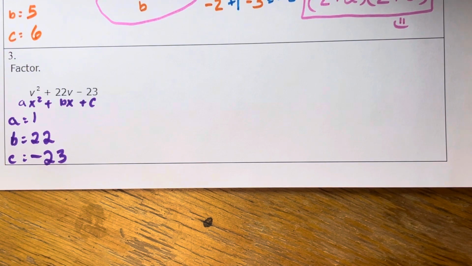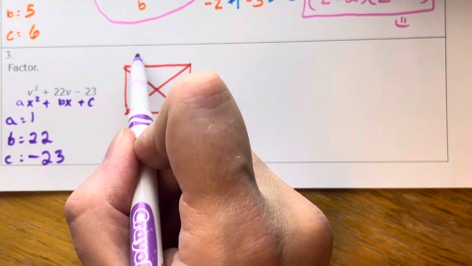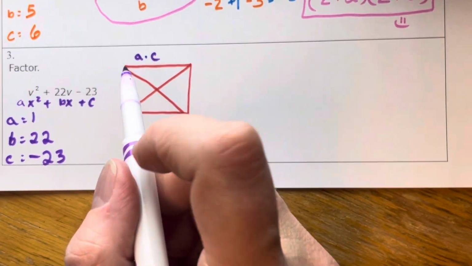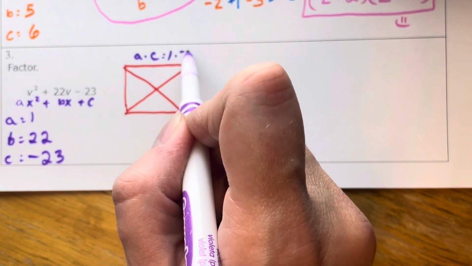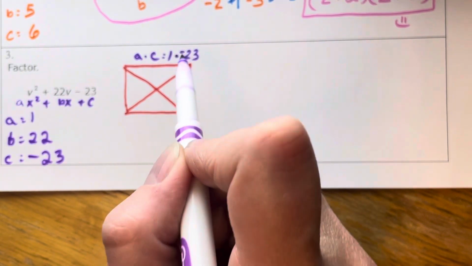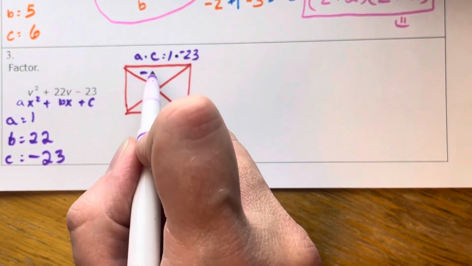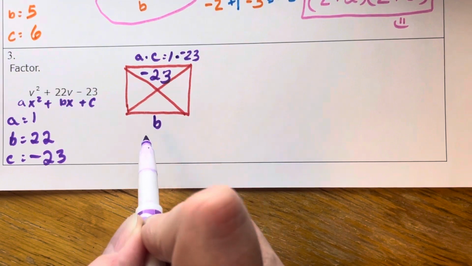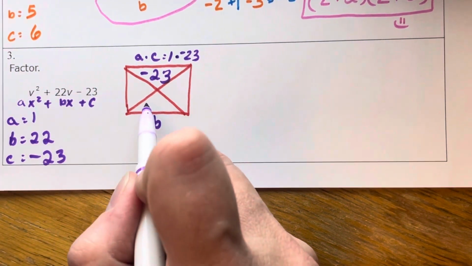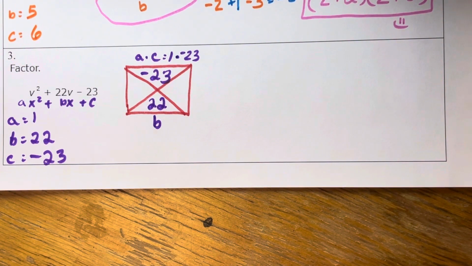as we work through the factoring of this trinomial. Here in our first graphic organizer, a times c, still on the top. So I have 1 times a negative 23. So a positive times a negative is a negative. 1 times 23 is 23. In the bottom of my box is still b, and that is a positive 22. That's going to be important.